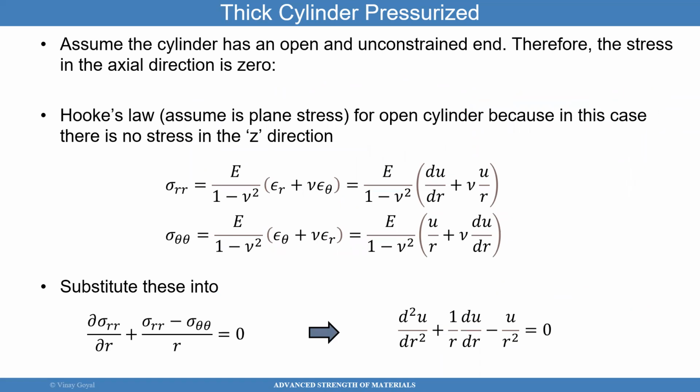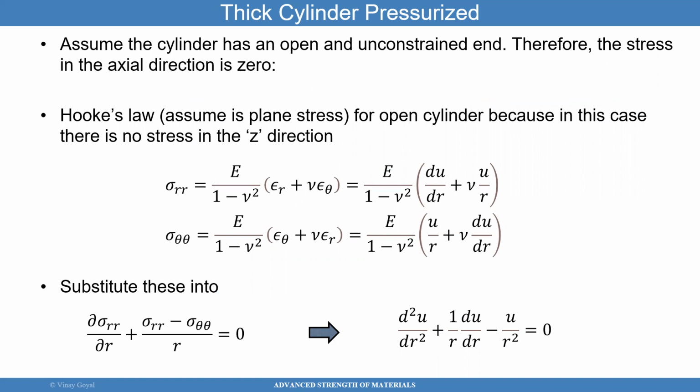Now I'm going to assume the cylinder — it's almost impossible to have this situation, but think of a cylinder that's pressurized but has no end caps. It's unconstrained. Therefore, the stress in the axial direction should be 0 because I'm not applying any load in that direction.